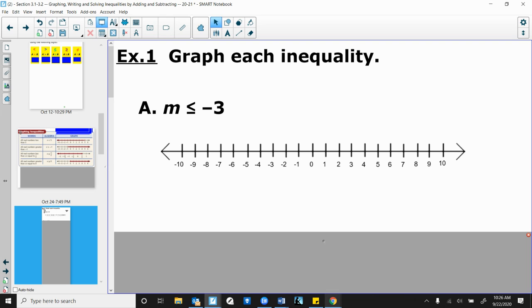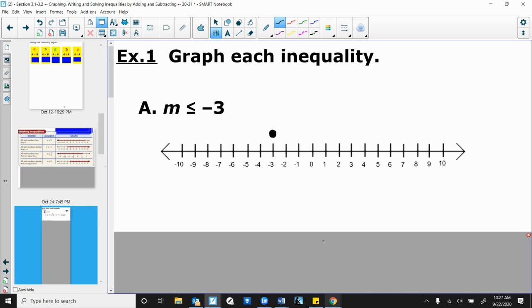m is going to be less than or equal to -3. So am I going to put an open dot or a filled in dot at -3, Mackenzie? I am going to put a filled in dot. Good. Now, some people like to put them right on the line. I kind of prefer going above the line. I think it makes it a little bit easier to understand. It's totally up to you, though. So I'm going to fill in my dot at -3.